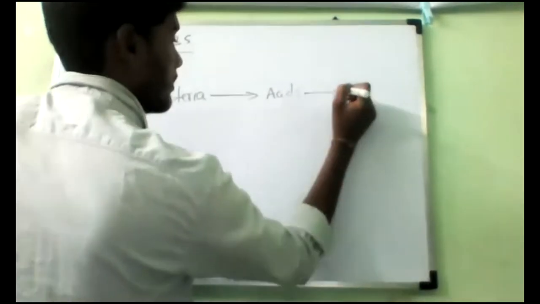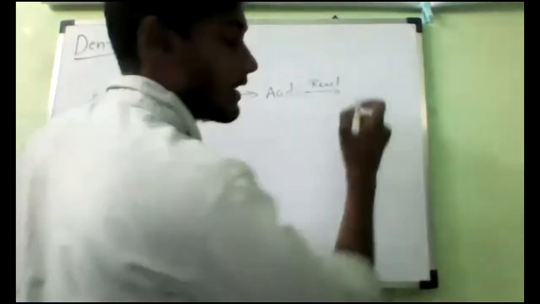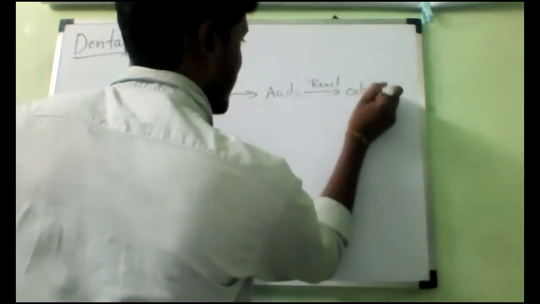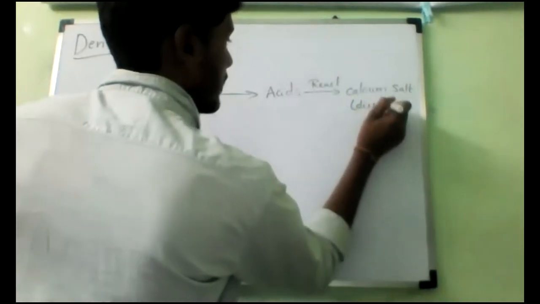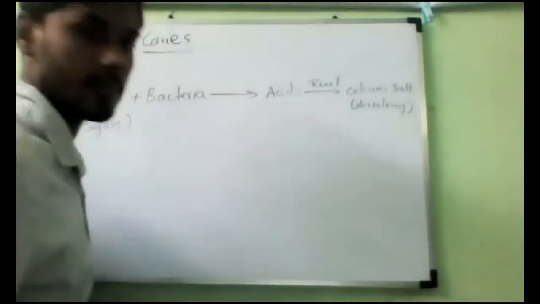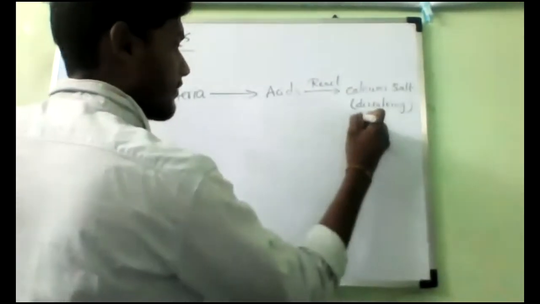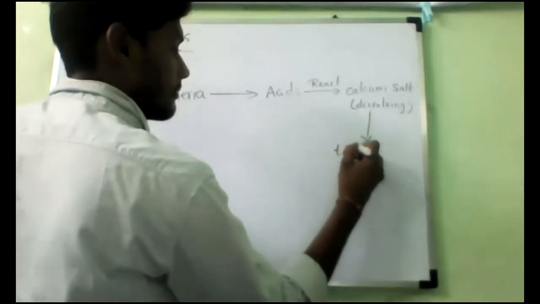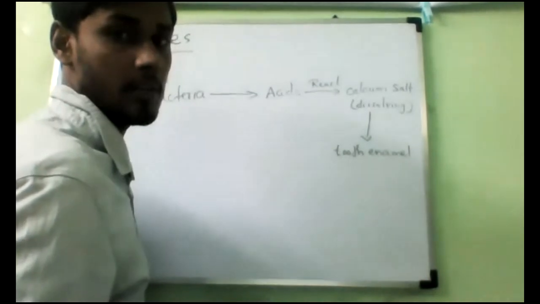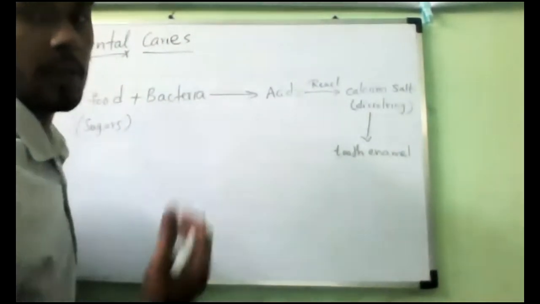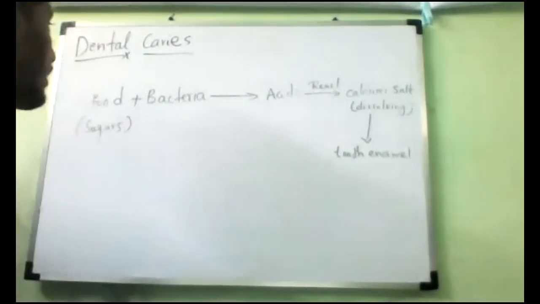So the acids will react with what? Calcium salts, which the teeth are made up of. So they will start reacting and dissolving these calcium salts. Dissolving calcium salts from where? From the tooth enamel. Understand? Then from there, the dentine forms small cavities in the tooth over a period of time. So this is the process of dental caries.